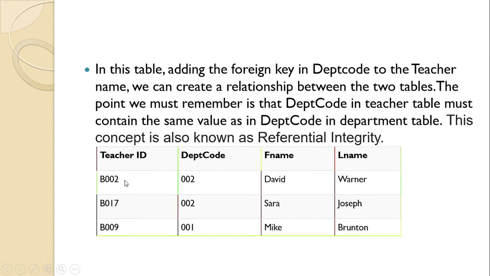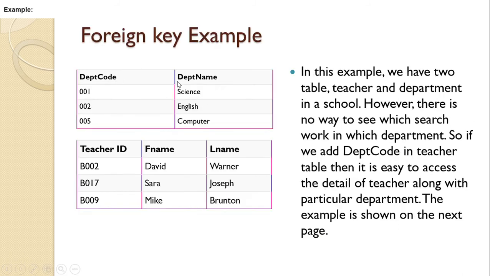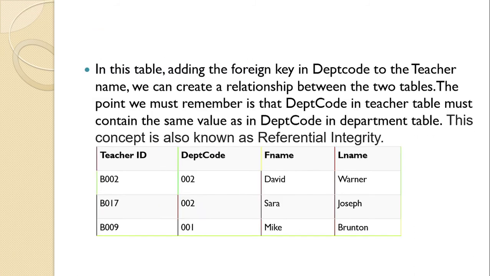Okay, so this is known as a foreign key. Now this department code in this teacher table becomes a foreign key, which is linked with the department code of this department table. So this is the foreign key concept, and it is used to link the two tables.